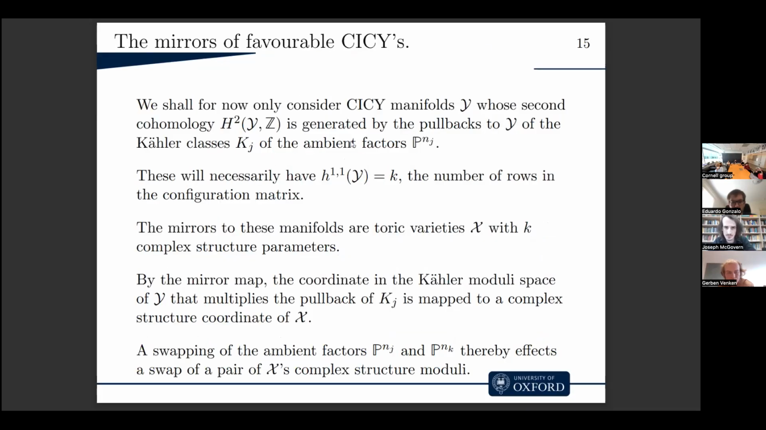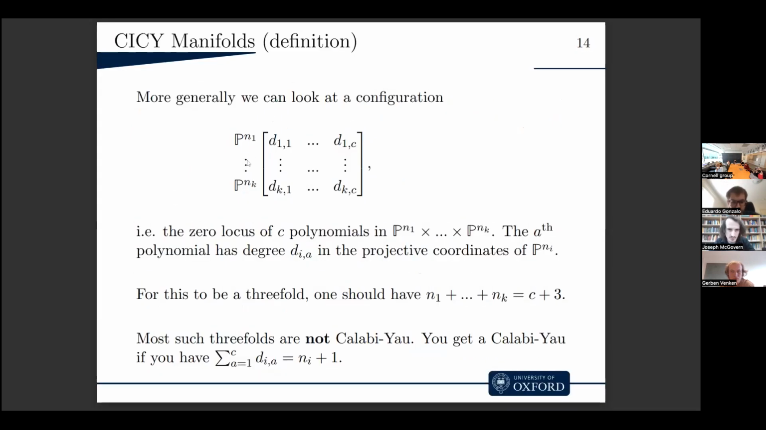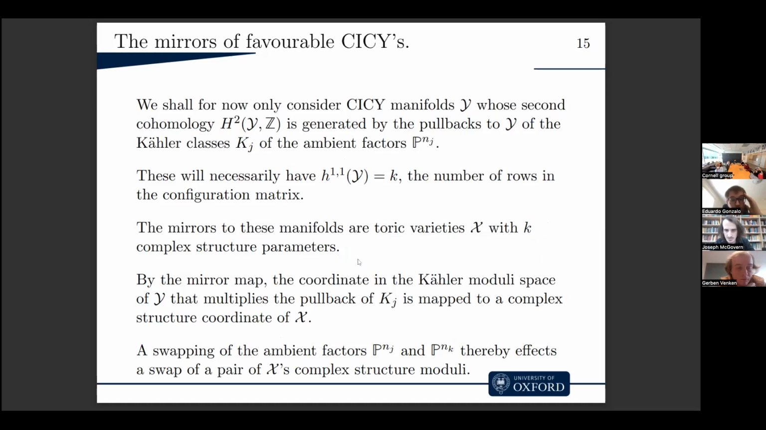If that's the case, then you say that the manifold is favorable. And for the mirrors to those favorable ones, I'm now going to just invoke mirror symmetry. The modular manifolds are not going to be these complete intersection manifolds, but their mirrors. So the mirrors to those will have k complex structure parameters. And if we look at one of these matrices, we could think of swapping two of these factors here, permuting the columns of this, permuting the rows of this matrix. And that would effect some permutation of the complex structure moduli of the mirror.